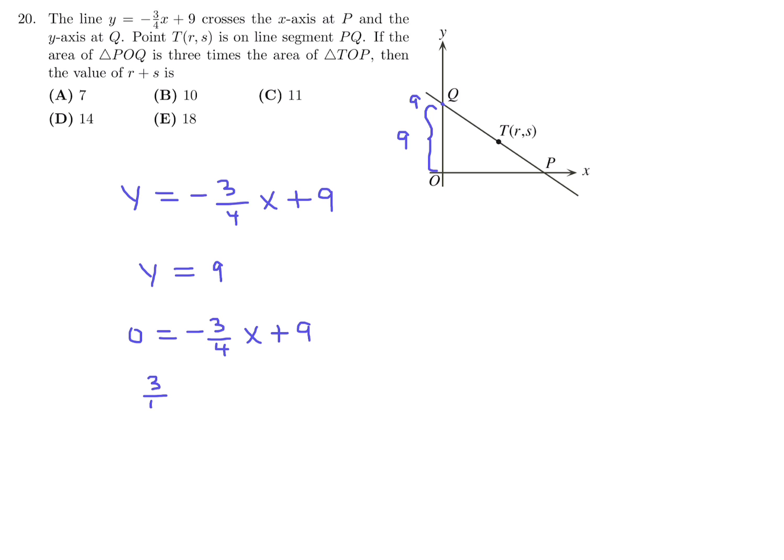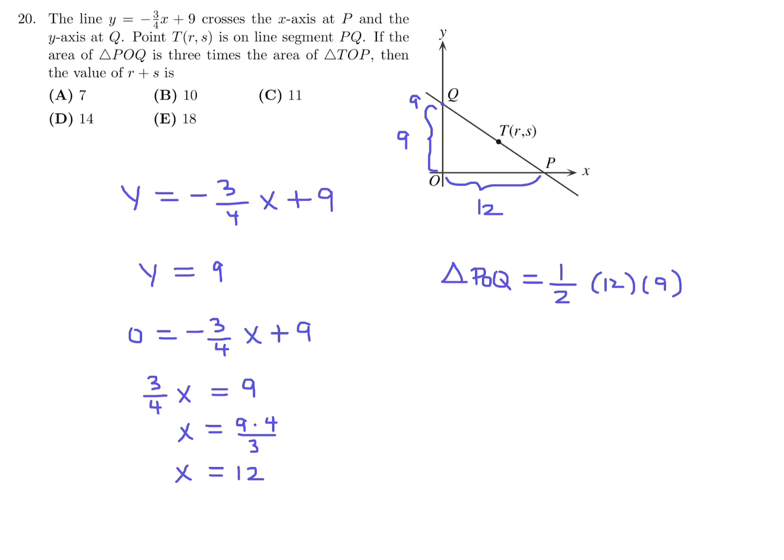Bring the 3/4 over to the other side, and then x is therefore equal to 9 times 4 divided by 3, and that looks like 3 times 4, which is 12. So this distance is 12. All right, so the first thing I want to figure out is the triangle POQ area. 1/2 base times height, the base is 12, the height is 9, and that looks like 6 times 9, which is 54.